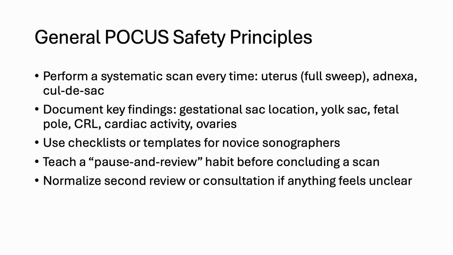So make sure you do a full sweep of the uterus and the adnexa and the cul-de-sac. Document the key findings: the gestational sac location, the yolk sac, fetal pole, crown-rump length, cardiac activity. Look at the ovaries. Use a checklist when you're a new sonographer. Make sure you're looking at everything. Have ways to remind yourself so you don't miss something, and then have a habit of pausing and reviewing before you stop the scan. Once the patient leaves, they're gone.